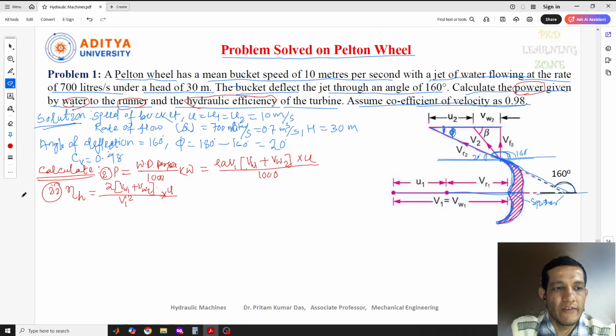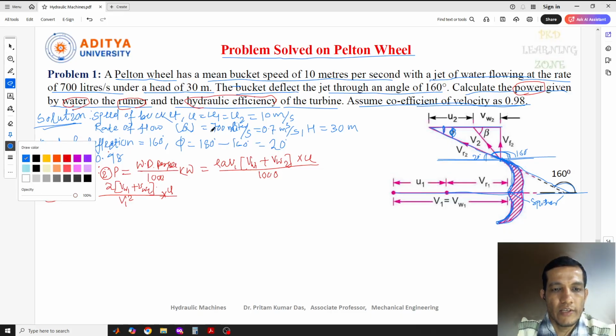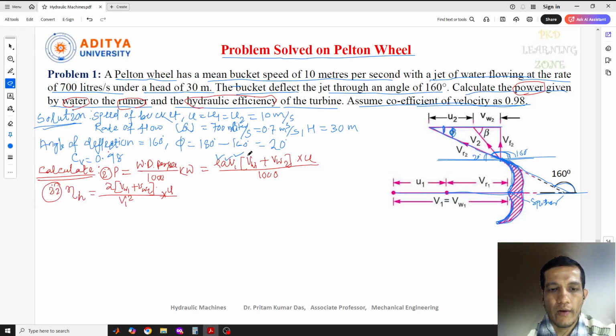This is our formula for the efficiency. Now, if you see in this equation, what are the unknowns? Rho, area, V1, VW1, VW2. Everything is unknown here. Only U is given in our question. Remaining all things are unknown here.